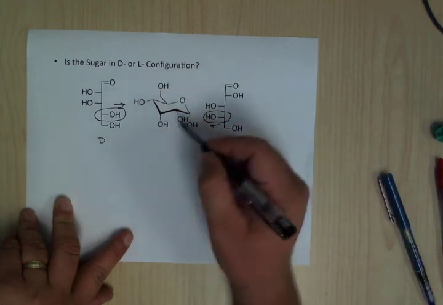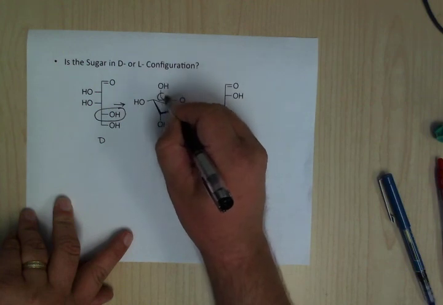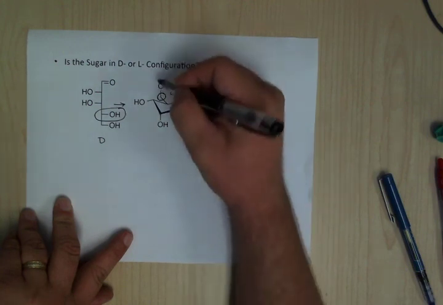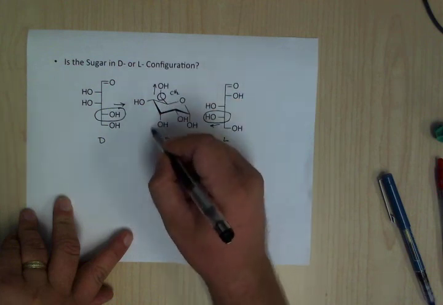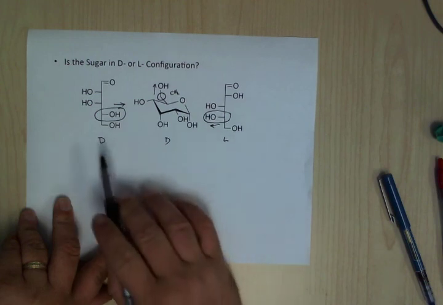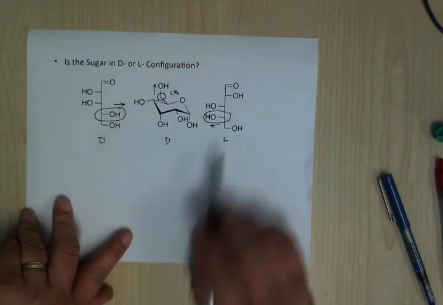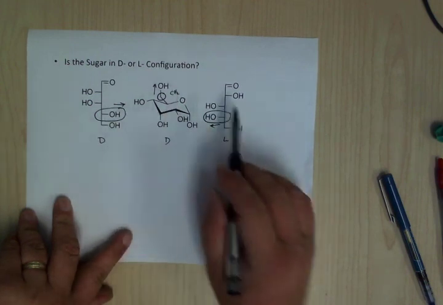Now for this one here, what you're looking for is this CH2 group. If it's above the ring, which it is here, that makes it a D. If that CH2 group is below that ring, that makes it an L. So this is D, D, L. That's it. You just have to know what you're looking for.